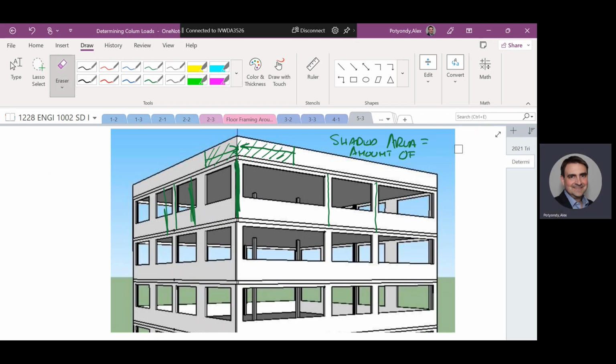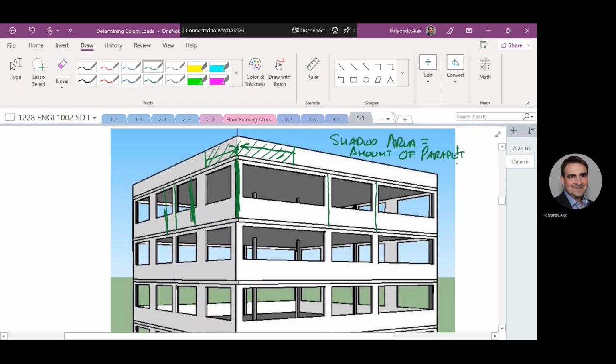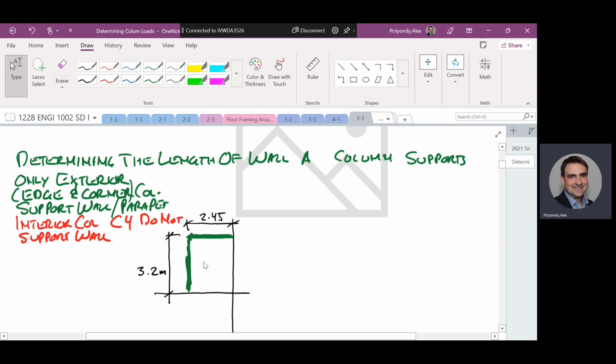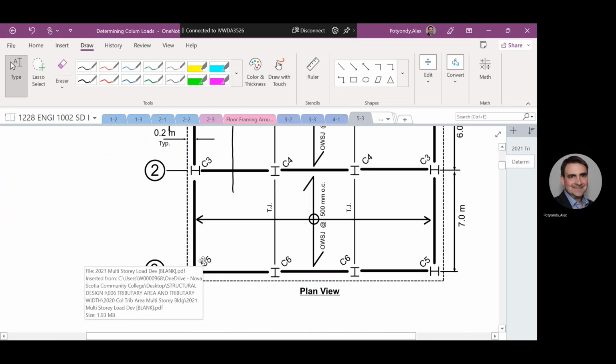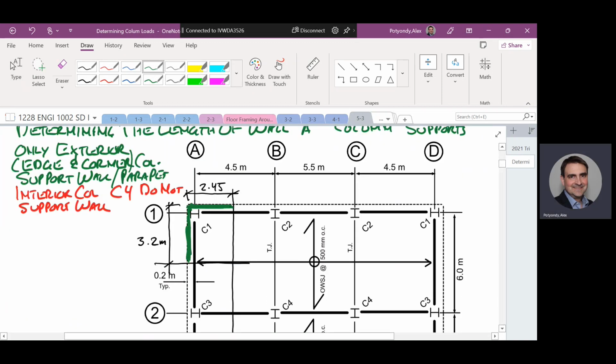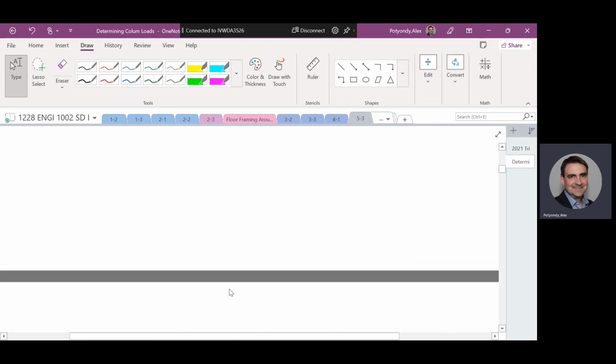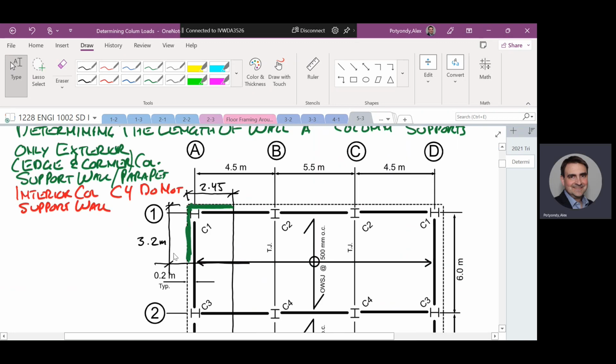It's a parapet. Right. So to calculate that weight from the parapet, going back here, I have to take the amount of length that it's supported and multiply it by its parapet height. And that length here is going to be 2.45 plus 3.2.